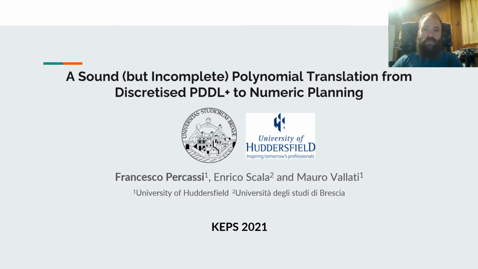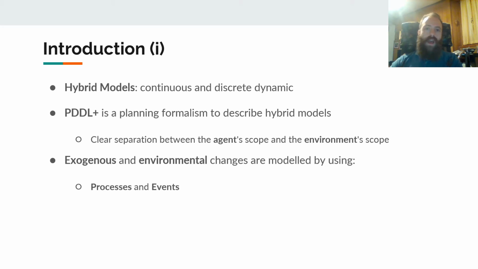The work I'm going to present is a collaboration between the University of Brescia and the University of Huddersfield. Hybrid models are advancing models describing dynamic systems in which there is a discrete and a continuous component. PDDL Plus is an expressive formalism that allows defining hybrid models in the context of automated planning.